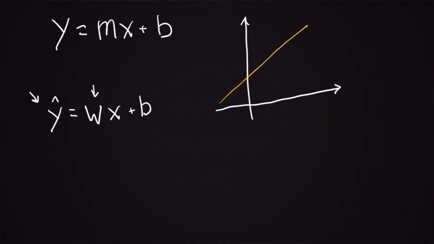So maybe on our graph over here, on the x-axis, we have temperature, and on the y-axis, we have sales of ice cream. So we would give our simple linear regression model different temperatures as x values, and it would try to predict how many sales of ice cream happened that day, which would be y hat.